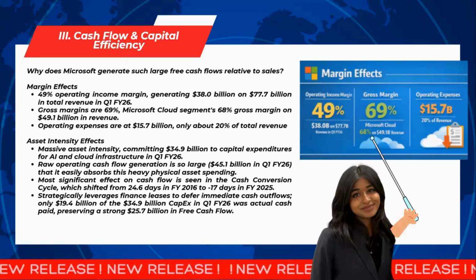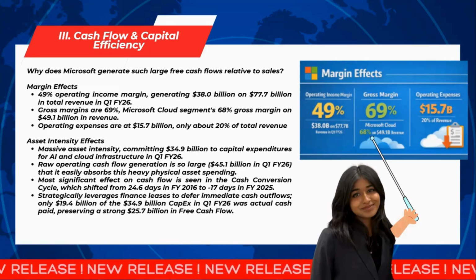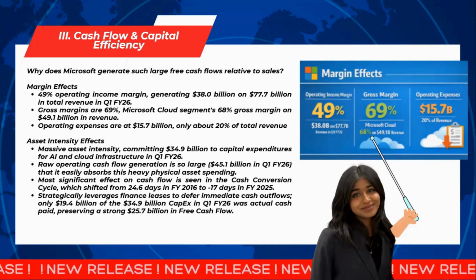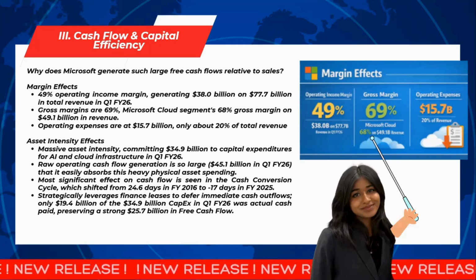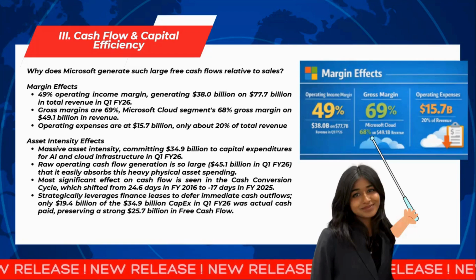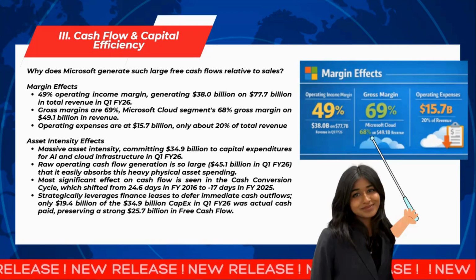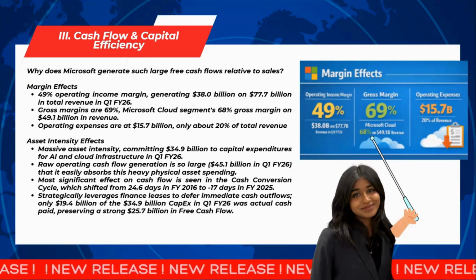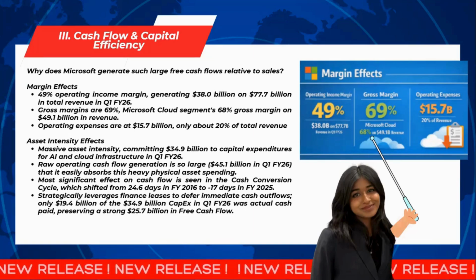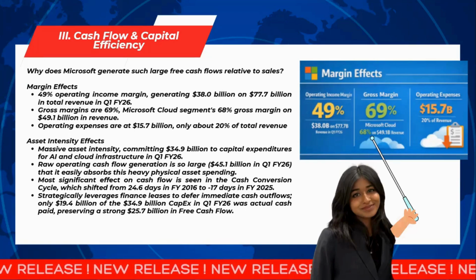In terms of asset intensity effects, there is massive asset intensity, with Microsoft committing $34.9 billion to capital expenditures for AI and cloud infrastructure in Q1 of financial year 2026. Raw operating cash flow generation is so large, $45.1 billion in Q1 of financial year 2026, that it easily absorbs this heavy physical asset spending.